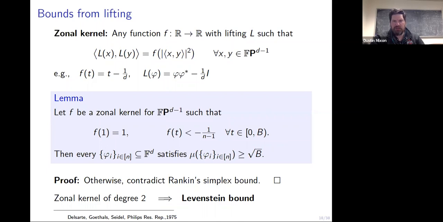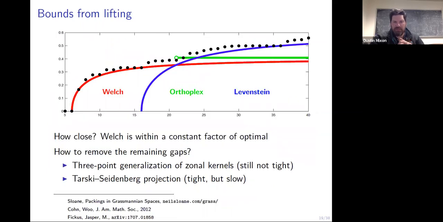The big picture is captured in this graphic. So this lists all of the best known packings in R6. So lines in R6. The black dots are the best known coherences for packings. These are made available by Neil Sloane on his website. The curves give you the lower bounds that we discussed.